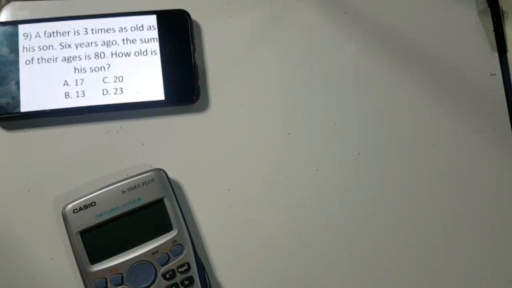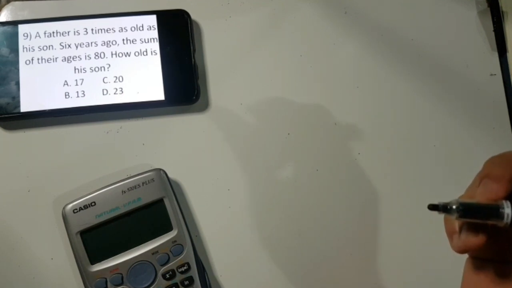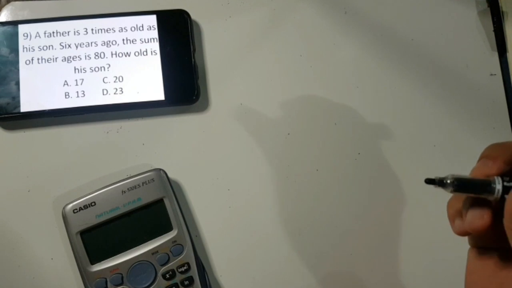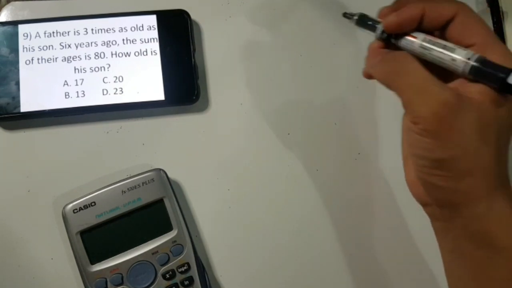Next, so a father is 3 times as old as his son. 6 years ago, the sum of their ages is 80. How old is the son? So, punta tayo sa age problem. Pag may age problem kayo, normally yung ginagawa ng iba, nagta-trial and error. Pero kung hindi kayo medyo sanay dito, gumawa po kayo ng table.